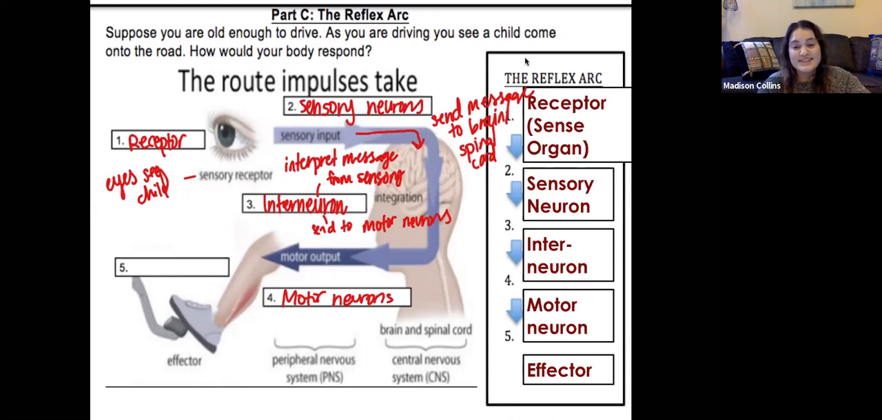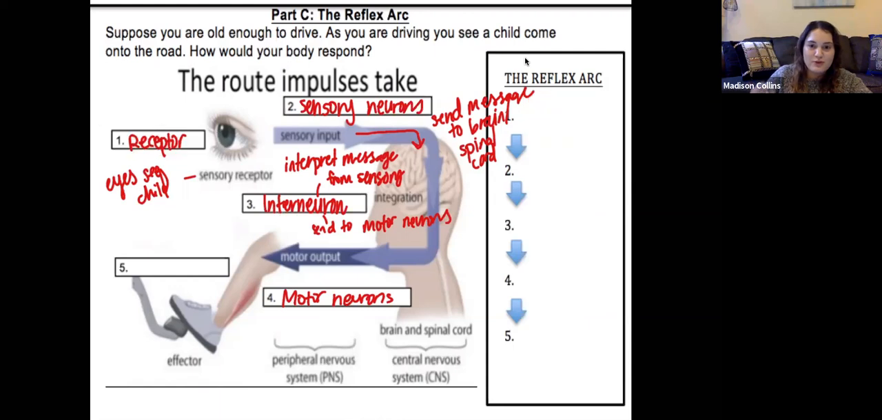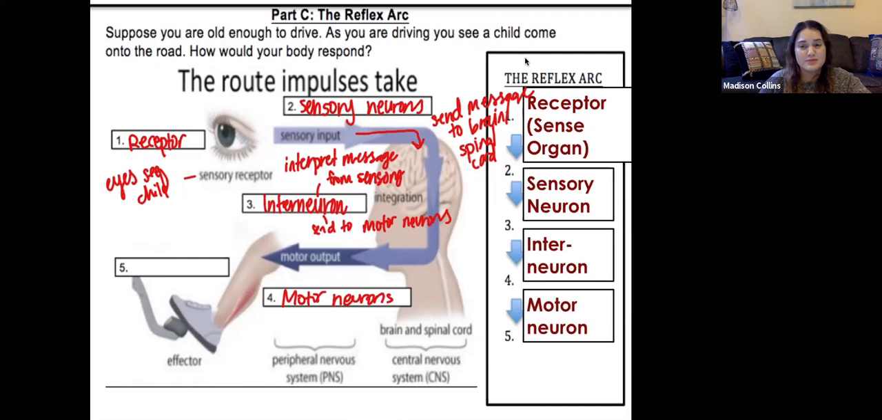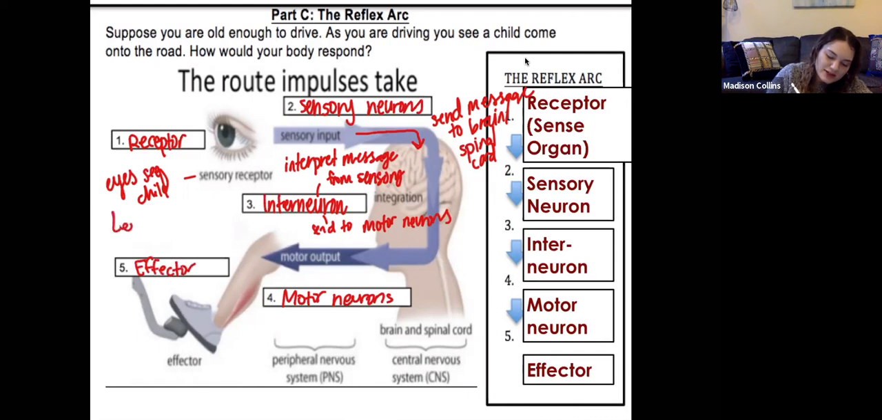The motor neurons then send that message to your effectors, and your effectors, of course, are what perform that action. So in this case, our effector is our muscle cell, specifically our leg muscle, that's going to slam on the brakes and avoid hitting that child in the street. Okay, so here is our effector, your leg muscle, then slams on brake. Okay, so that message gets sent over here.